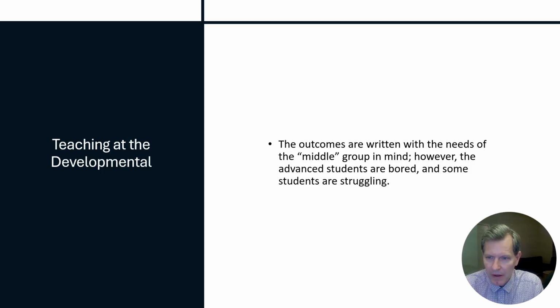At the developmental level, you may be effective in stating learning outcomes that are appropriate for the majority of your students, say the middle portion of your learners, if you picture a bell curve in your class, but your advanced students may be bored and some students may also be struggling.